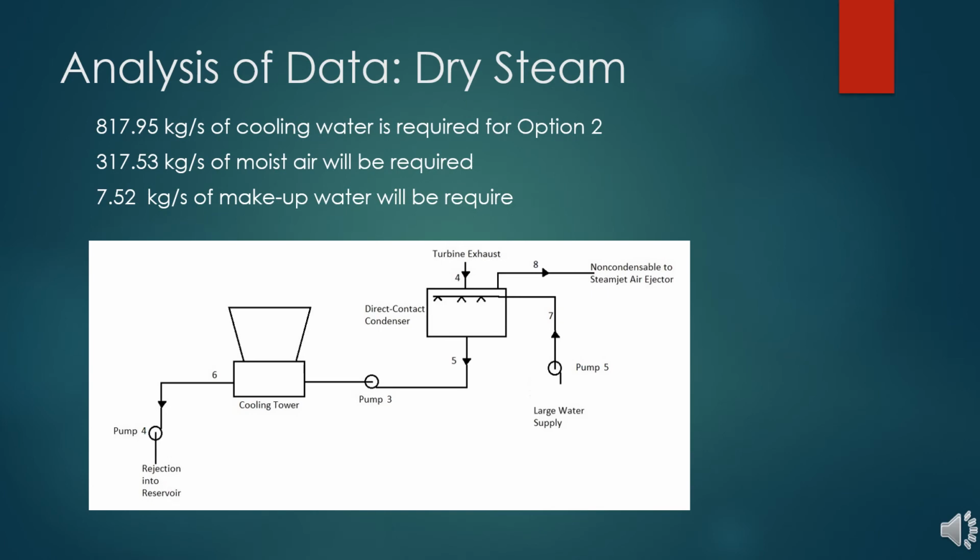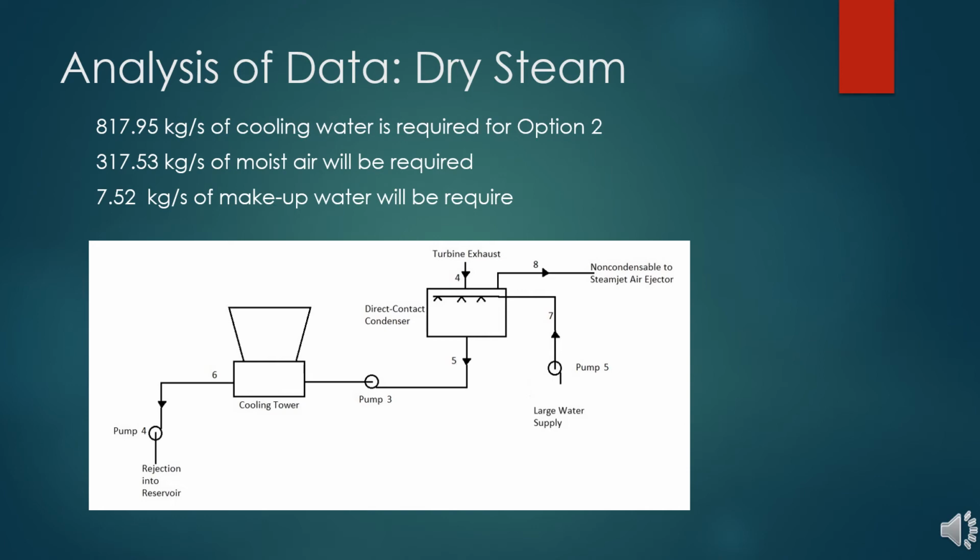For option 2, approximately 1818 kilograms per second of cooling water will be required to enter the condenser. 318 kilograms per second of moist air will be required to enter the cooling tower, and approximately 8 kilograms per second of makeup water will be required.